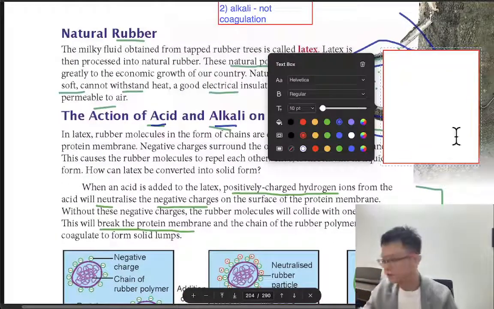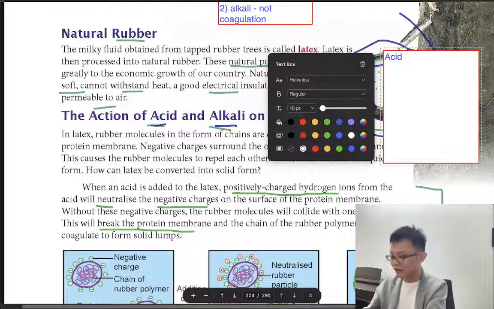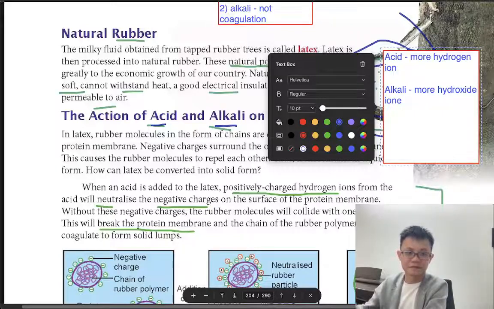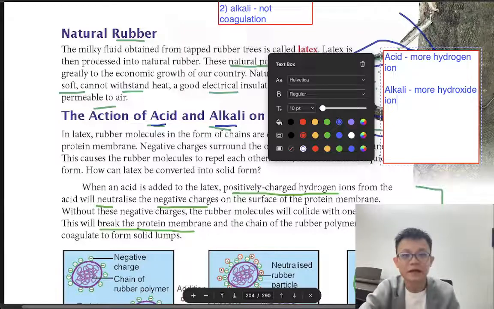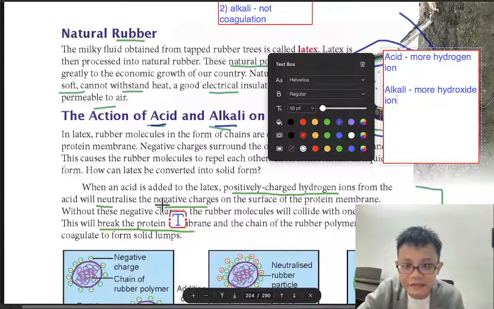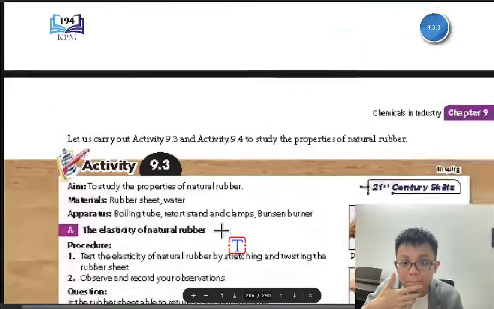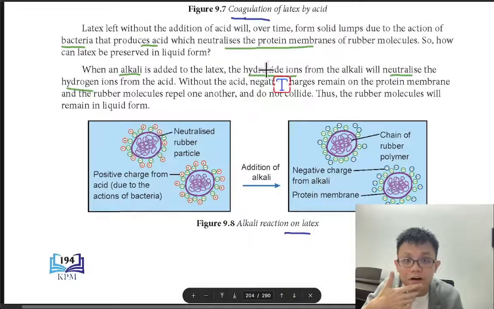Put it here. Okay. So acid is usually based on more hydrogen ion, and alkaline is obviously more hydroxide ion. But here it didn't use hydroxide ion. They just put negative charge ion. Did they put hydroxide ion? Where? They did put.